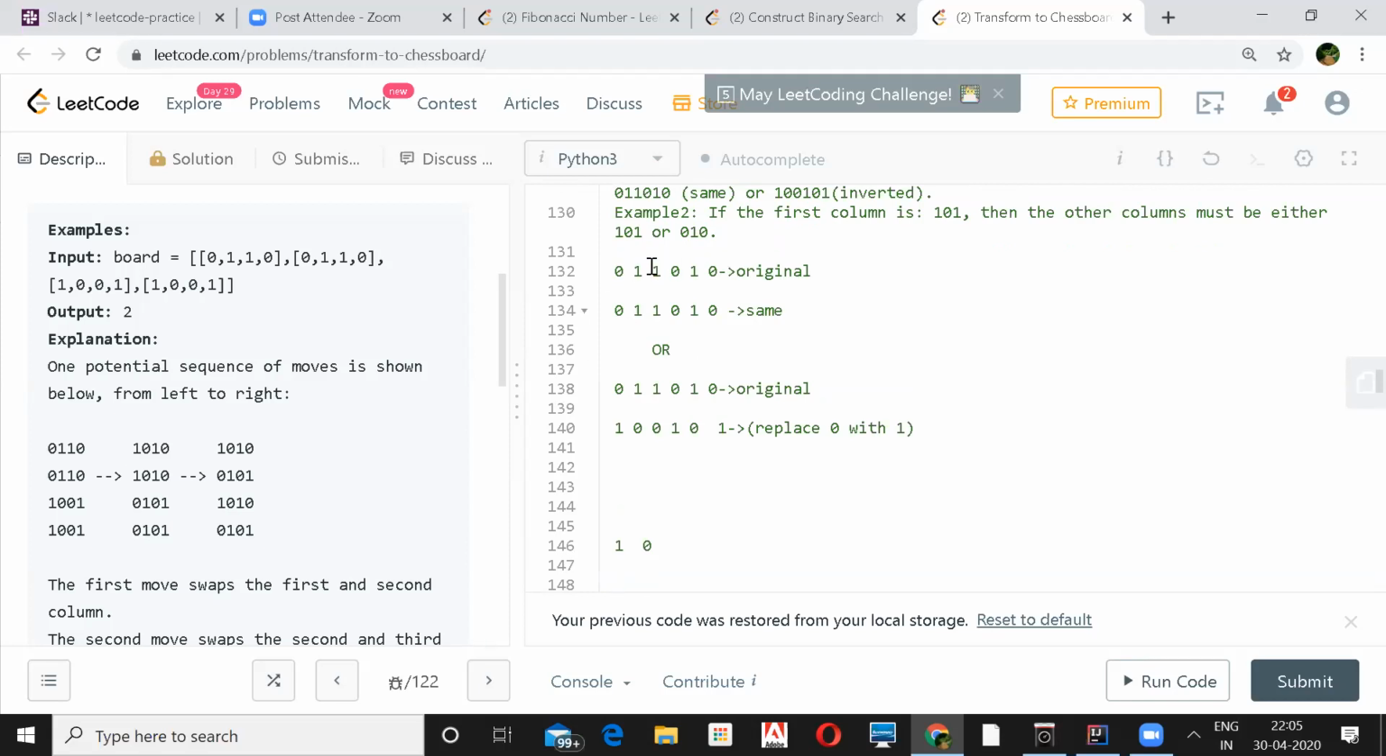Like, only two cases are possible. If your original first row and second row are the same, then only you can make it solvable. Or if they are inversions of each other, then only in that case. What's the intuition behind that? That I'm not able to get.